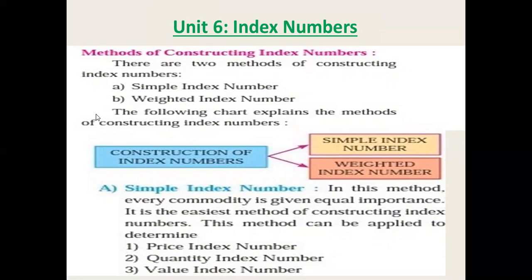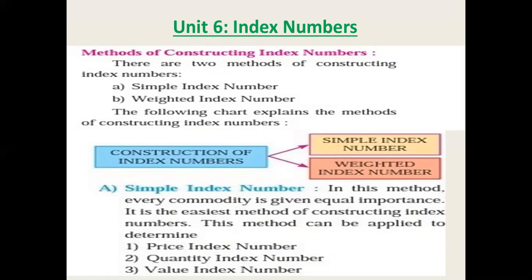In this method, every commodity is given equal importance. Means each and every commodity's importance is the same. It is the easiest method of constructing an index number. It is applied to determine three types: the first is the price index number, the second is the quantity index number, and the third is the value index number.